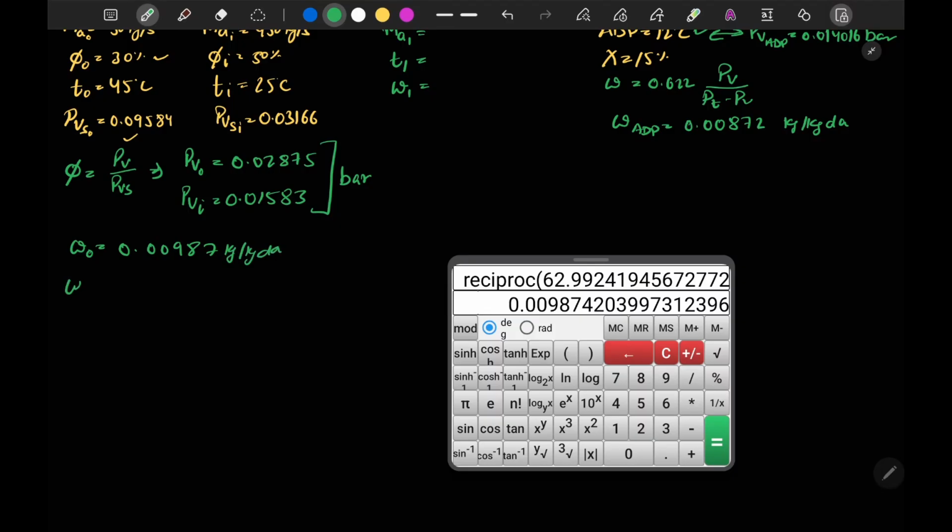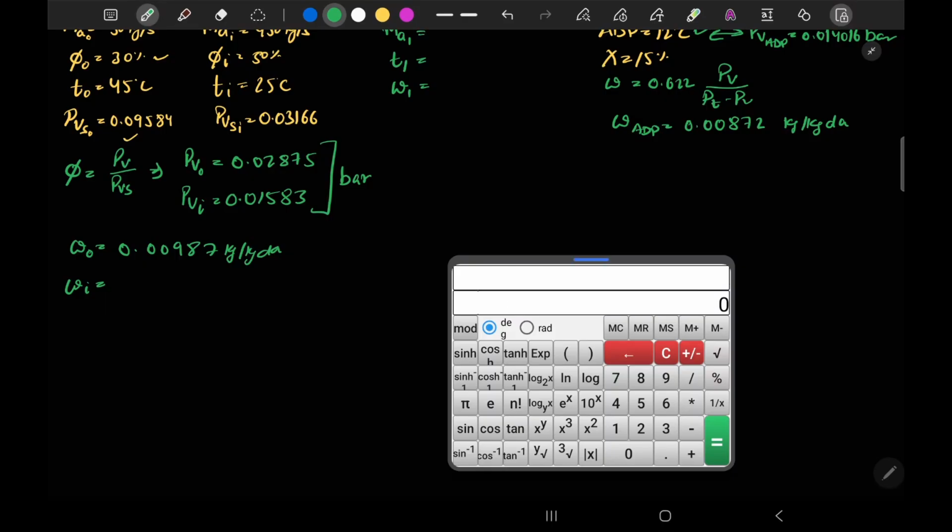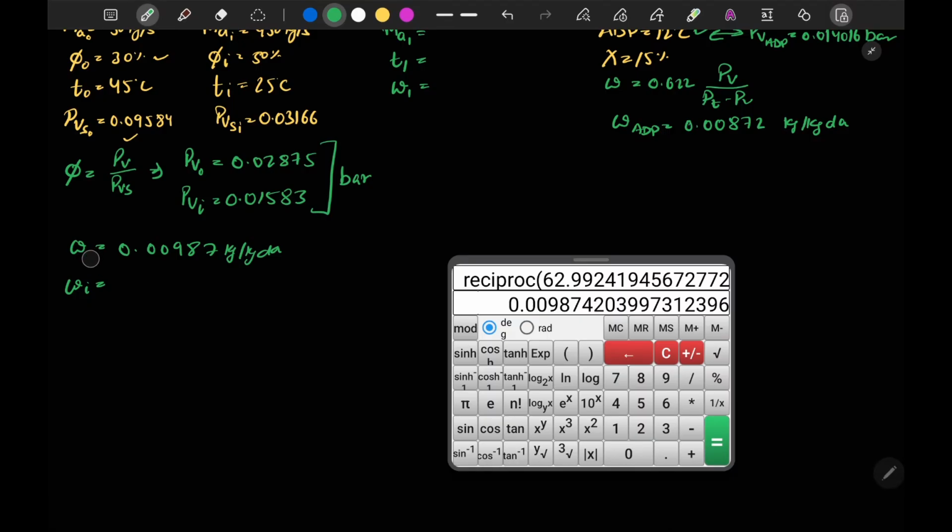Similarly, we can write omega inside is equal to 1.013 divided by PV inside, which is 0.01583, minus 1, inverse, into 0.622. Sorry about that, I have substituted the value of PVI here. This should be omega I.